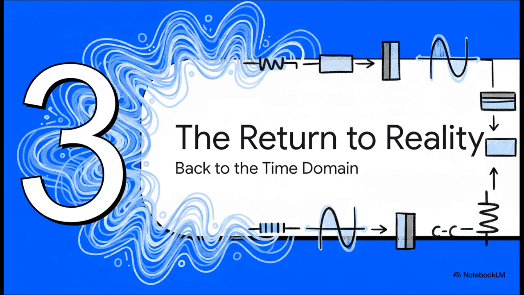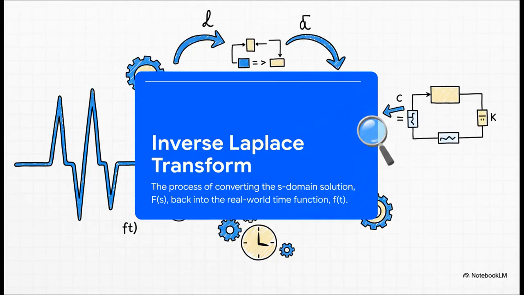Okay, so we have our answer, V of S. But wait a minute, what is V of S? It's an answer that only makes sense in this abstract S world. For it to be useful to us, we have to bring it back home. We've got to return to reality, back to the time domain. And that return journey has a name, of course, the inverse Laplace transform.